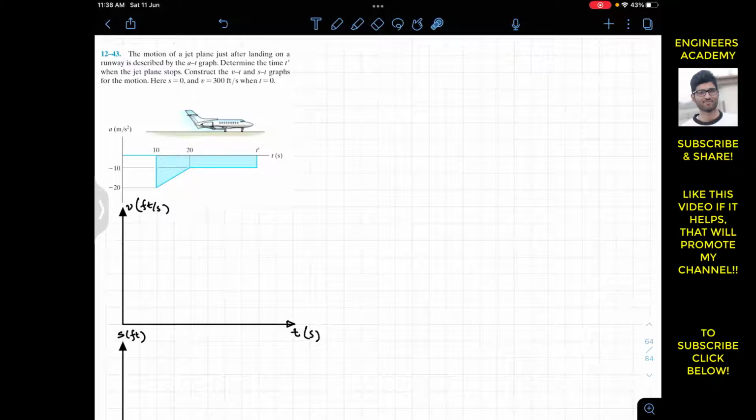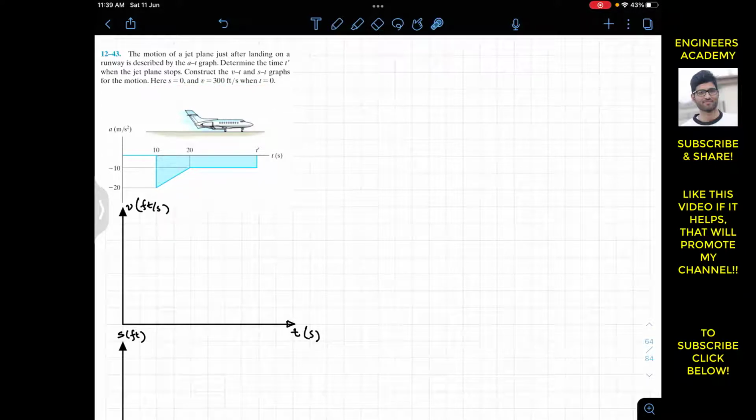Now let's solve this problem. This problem says that the motion of a jet plane just after landing on a runway is described by this a-t graph. It says to determine the time t' when the jet plane stops. So we have to find this t' where the plane will stop. And it says to construct the v-t and s-t graphs for the motion. Here s equals 0, v equals 300 feet per second when t equals 0.